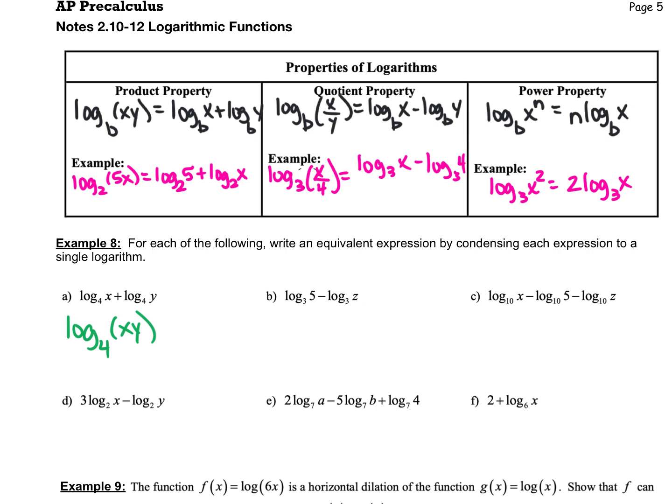It's subtraction. When I put it together, what would I use? 5 divided by z. Okay, we use division. Okay, so to make it 1, we use division. Now, let's look at C. I've got log base 10 of x minus log base 10 of 5 minus log base 10 of z.